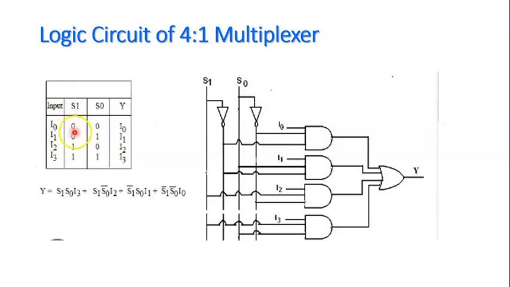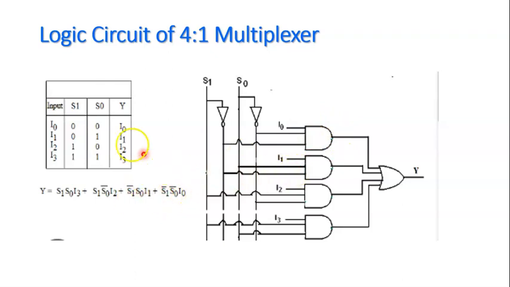So here is the truth table. Whenever it is 0, 0, I0 is made available at the output Y. Whenever it is 0, 1, I1 is made available at the output Y, and so on. And how to write a Boolean expression based on this truth table? You can see here Y is equal to, you take the first combination 0, 0. That means S1 bar, S0 bar, and into I0. So that is how this AND gate is required. This AND gate is nothing but this expression.